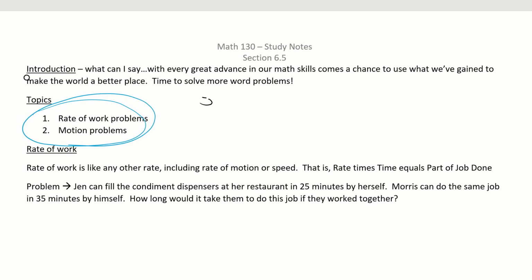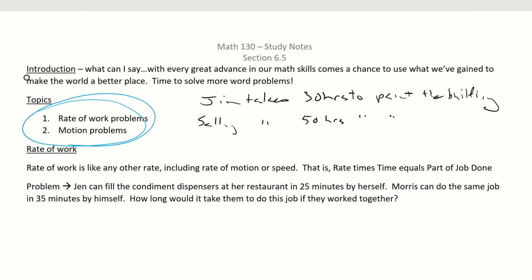So suppose that Jim takes, I don't know, 30 hours to paint the building. But then Sally takes, I don't know, 50 hours, she's meticulous, to paint the building. The question is going to be, how long does it take them working together? How long will it take if they work together?